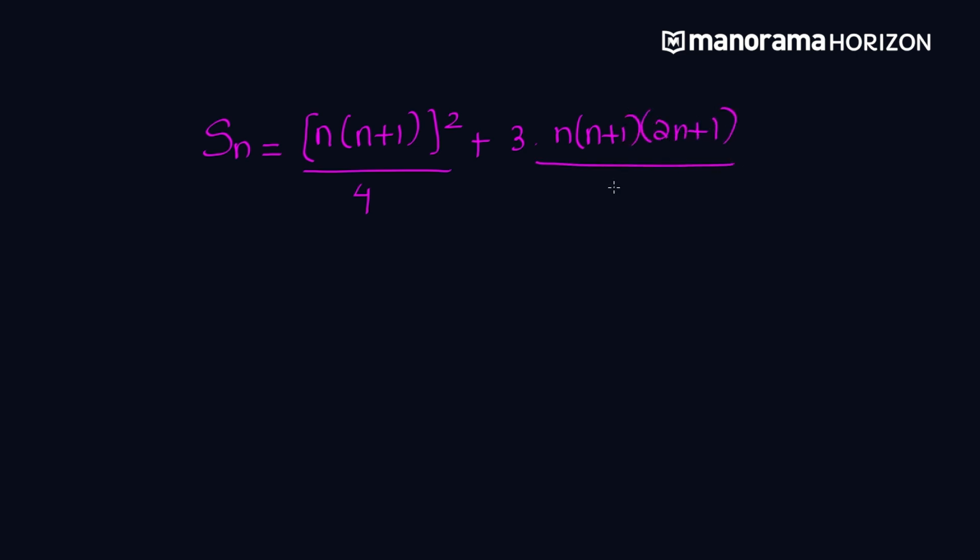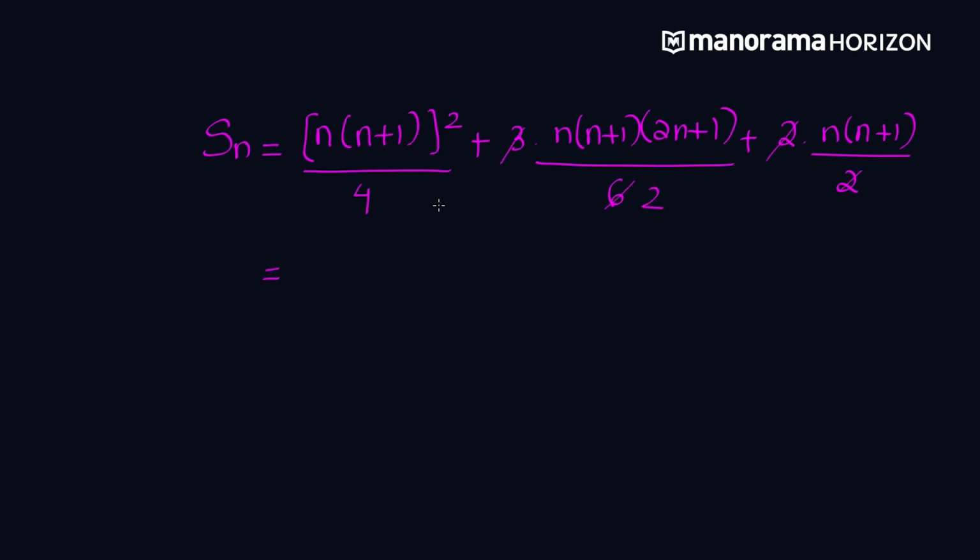So we need to find Sn, substituting the value for each term. The first term is the sum of cubes, so the expression is n into n plus 1 the whole square divided by 4. The second term is the sum of squares, so it is n into n plus 1 into 2n plus 1 the whole divided by 6. The last term is the sum of first n natural numbers, so n into n plus 1 by 2. Cancelling 2 into 3, here we get 2.